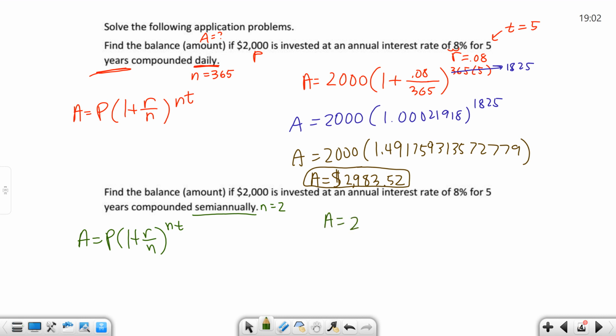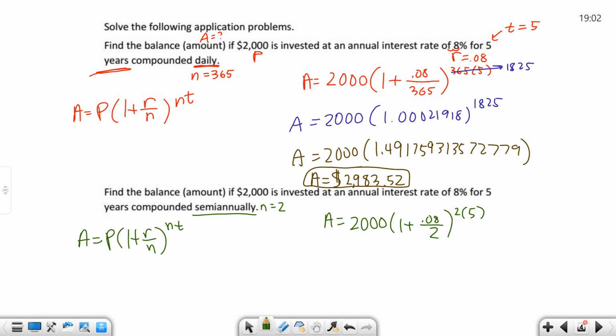A equals 2,000 times 1 plus R, we said was 0.08 over N. These won't always be back to back with the same numbers. That's just how I'm doing all these. And after I fill this in, we're going to talk about what we expect to get here. So my N is now 2, right? And then to the 2 times 5, the NT, in parentheses, put a times dot.